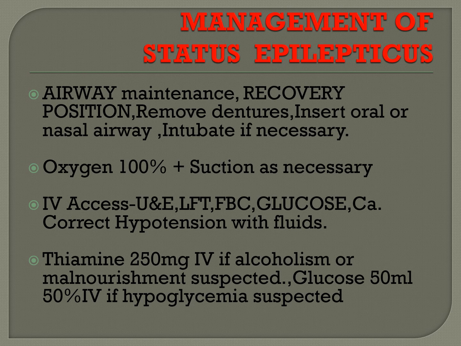IV fluids will be given, and we'll go for routine examination: liver function, fasting blood sugar, and the calcium will also be checked. Correct the hypotension with fluids. Thiamine 20 to 50 milligrams IV if alcoholism or malnourishment is suspected. Glucose 50 ml of 50% IV if hypoglycemia is suspected.